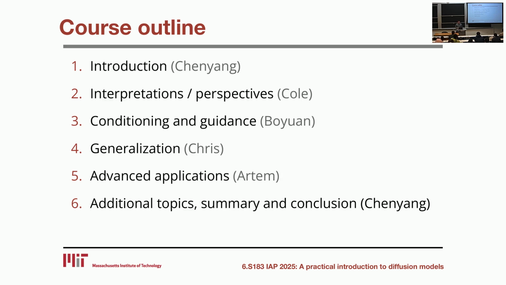So for a course outline, we're going to have 6 lectures. The first lecture is right now, where we talk about the introduction to diffusion models, and then the next lecture will be more about interpretations of diffusion models and different perspectives. Then we'll talk more about conditioning and how to guide diffusion models, followed by more advanced applications such as 3D generation. Then we'll talk about how diffusion models generalize, and whether they generalize, followed by a guest lecture, for which more information will come soon. So there are 6 lectures.